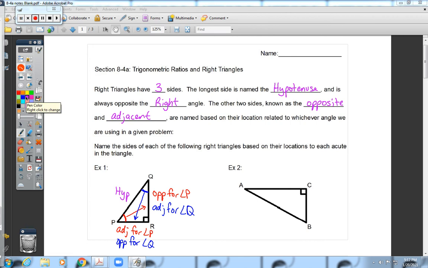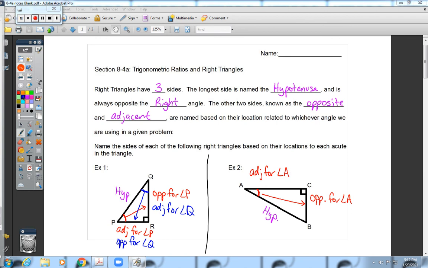Again, when we name the sides of the triangle, in this case example 2, we're going to name sides of triangle ABC. C is the right angle, so we start by locating the hypotenuse. We find the right angle, we go across the triangle. AB is our hypotenuse. We then choose one of the acute angles. We'll start with angle A, and we tell ourselves, okay, well, if I go across the triangle, BC is opposite. Again, that's for angle A. And AC is right next to angle A. That's my adjacent side.